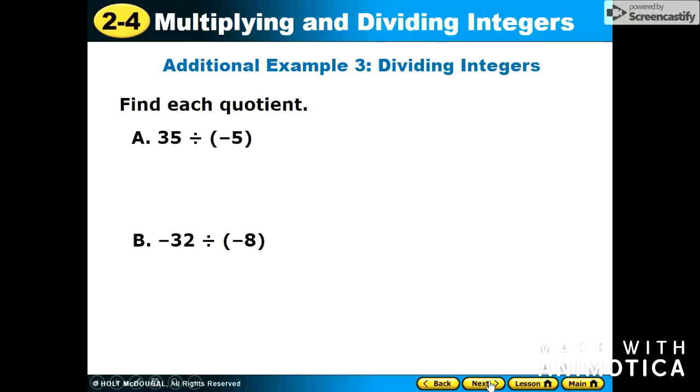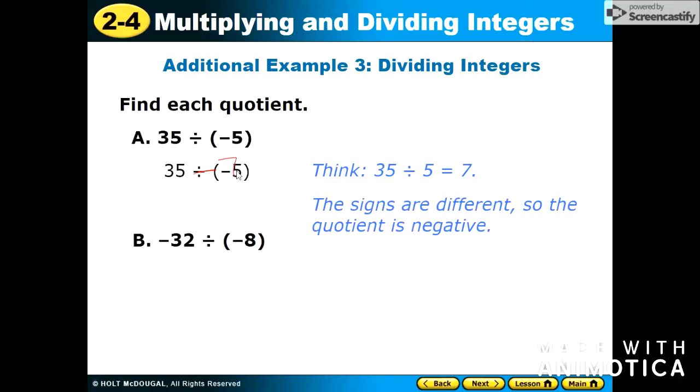Example 3, moving on then to the back side. It says find each quotient. Now we're just using division. Again, same sign or different sign? Different sign, positive, negative. My answer is going to be negative when I have different signs. Again, think about them without the signs for just a second. Signs are different, so your answer is negative. And in this one, 32 divided by 8, that's what you're going to think about.